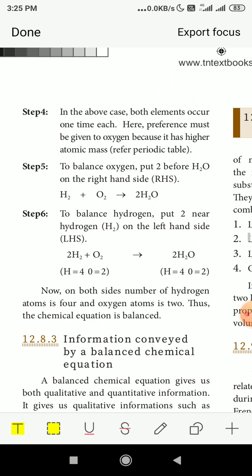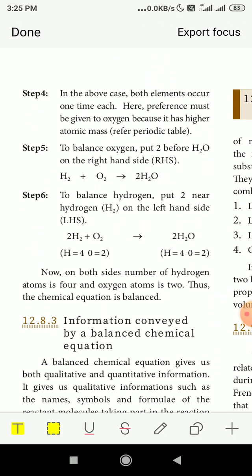In the above case both the elements occur 1 time each. Here preference must be given to oxygen because it has a higher atomic mass. First preference always goes to metals, then if both are metallic or non-metallic, you see the atomic mass. So to balance oxygen, put 2 before H2O on the right hand side. It will become 2H2O.